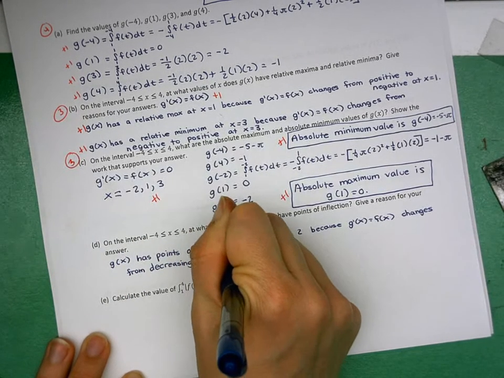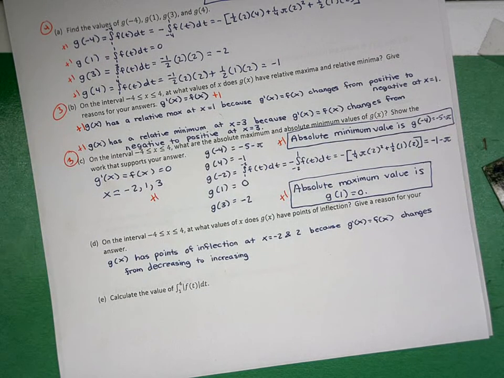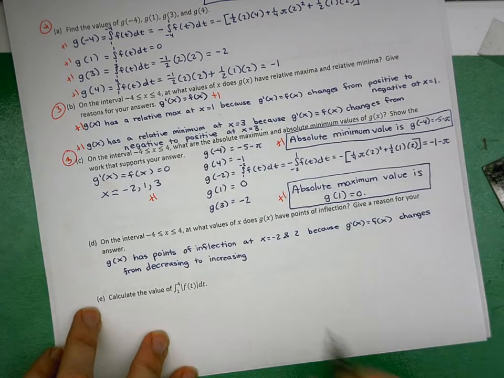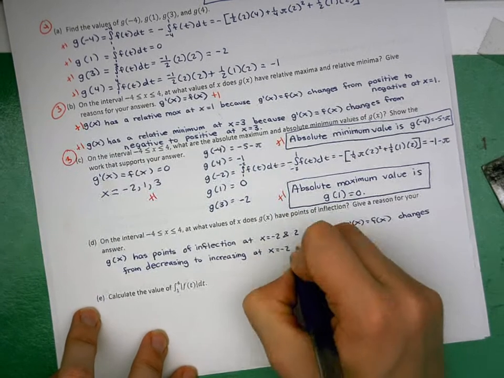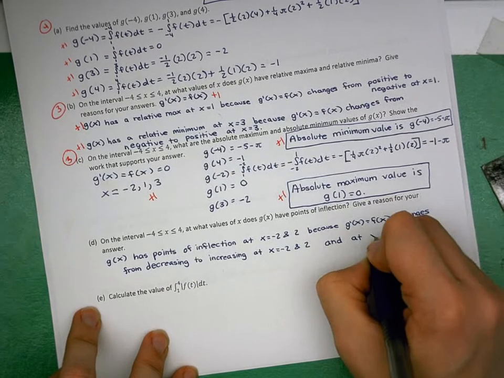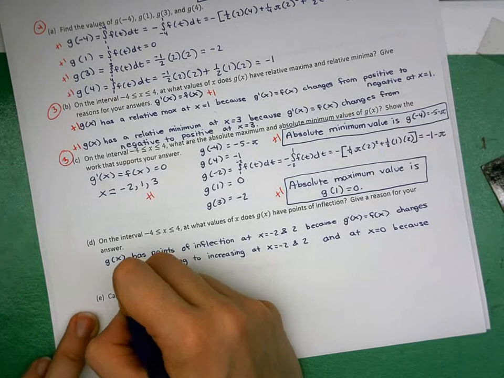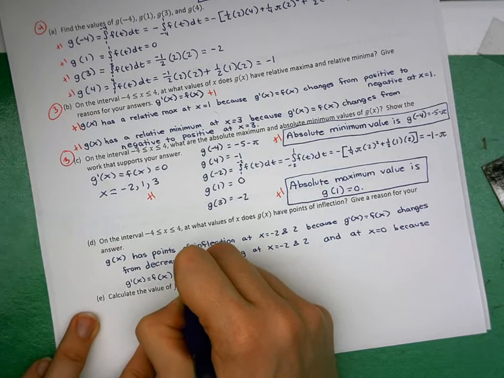And then I always write my reasons separate for kind of each set of points. There are other ways of writing your reasons, so if you wrote it differently and aren't comfortable assessing if your reason was good enough, send it to me. I'm more than happy to check it. Increasing to increasing at those points. And at x equals 0, because G prime which equals f of x changes from increasing to decreasing.